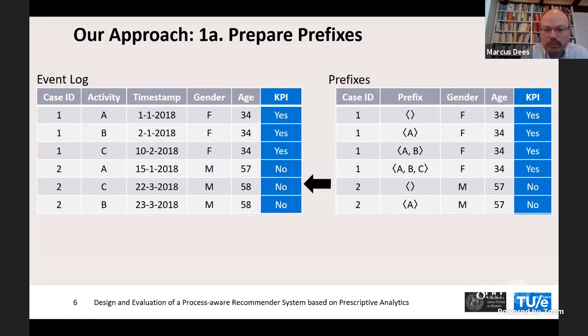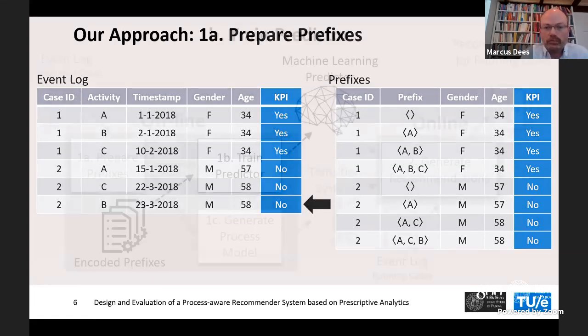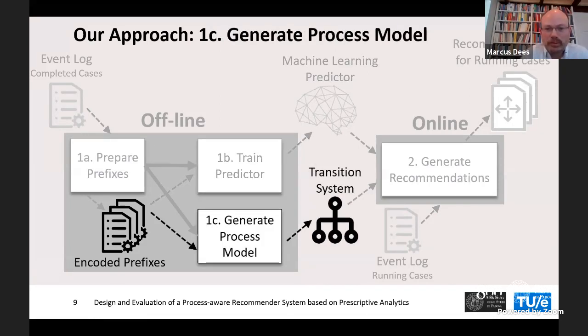From the prefix table, we create encoded prefixes using the standard techniques, for example, the ones that were also presented by the previous speaker. These encoded prefixes are also split in train, test, and evaluation sets, such that a case ID occurs in only one of these sets. Next, the predictor is trained, and again we use standard machine learning techniques. I will skip this part for the sake of time. It can all be found in our paper.